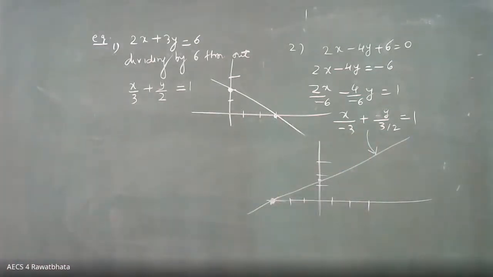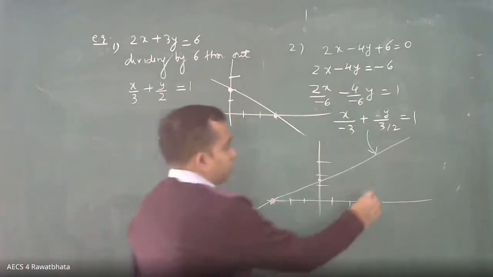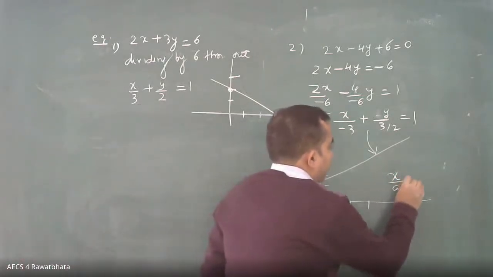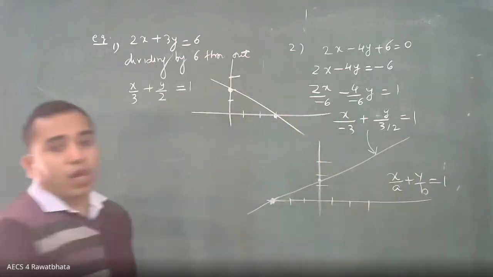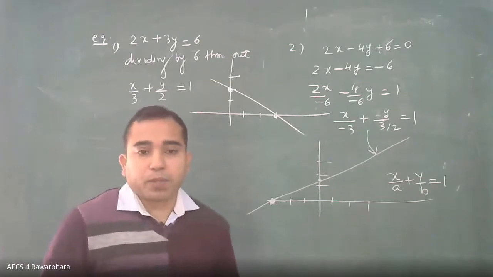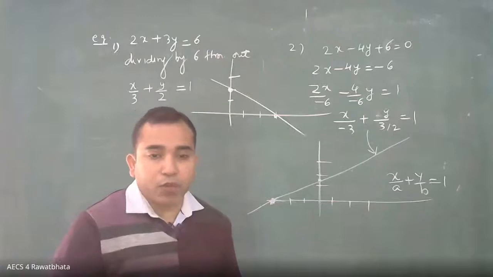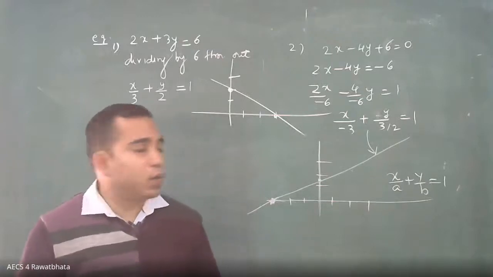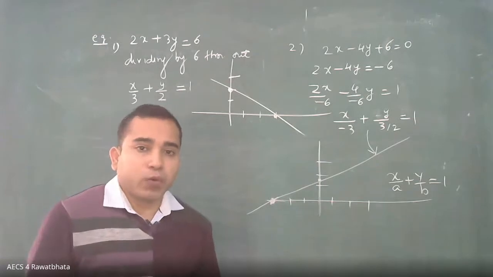So this is very useful, this intercept form. What is intercept form? The standard equation is x upon a plus y upon b equal to 1. So till now we have studied 3 standard equations. General equation, ax plus by plus c equals to 0. Then second was slope intercept form, y equal to mx plus c. And the third one is intercept form. This is x upon a plus y upon b equal to 1.